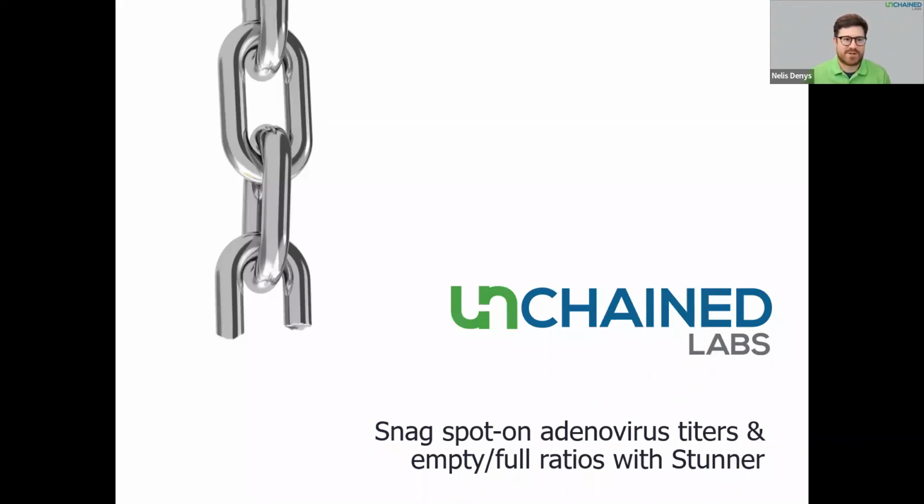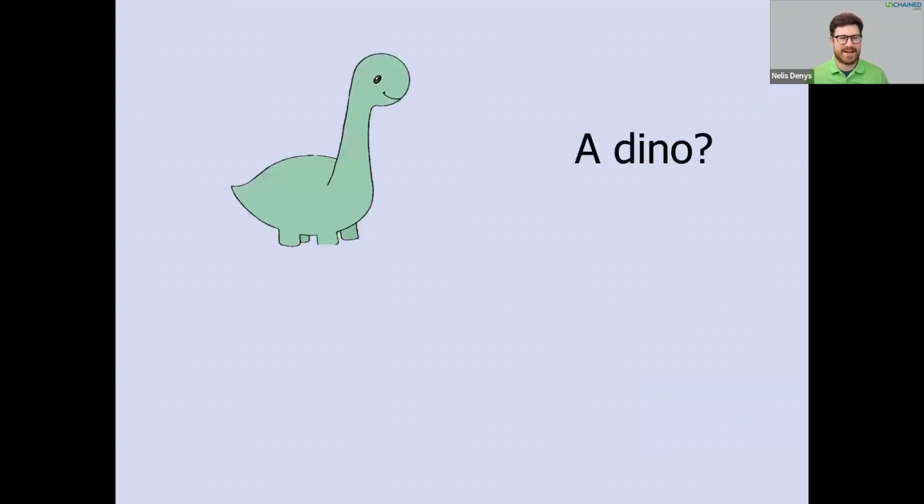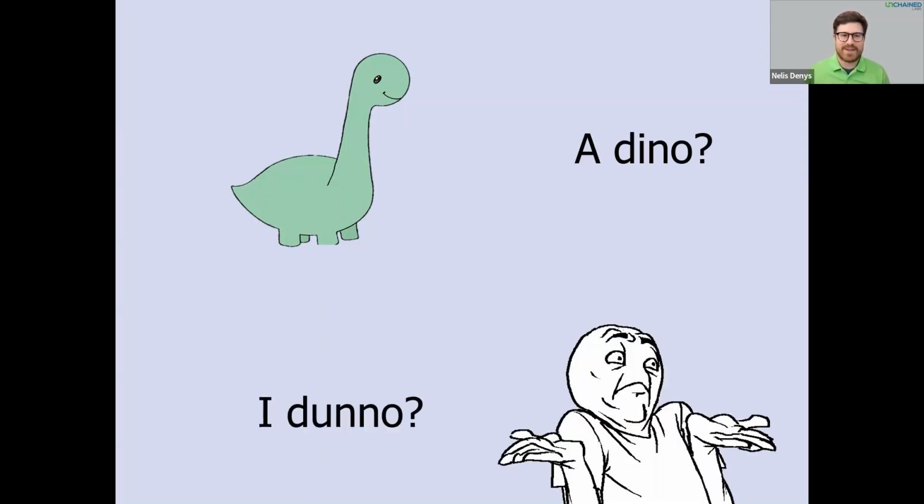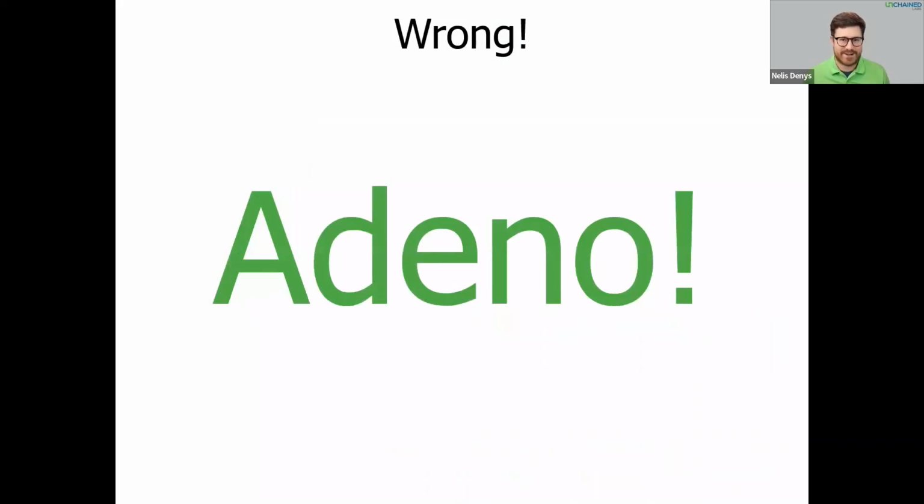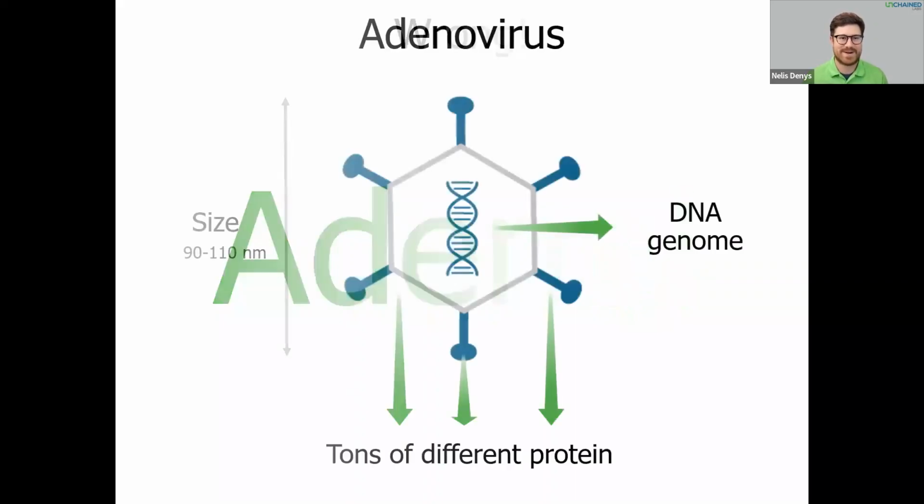Okay, thank you everyone for joining this talk. Snag spot on adenovirus titers and empty full ratios with Stunner. As you might have just heard, I still have issues pronouncing this, so some people might think, adeno, what am I watching? Am I in the right webinar? And that's pretty much what I get sometimes internally as well. People don't know what I'm talking about. I'm like, I don't know what this guy's talking about. But that's overall wrong. I'm still mispronouncing it, but please bear with me. I'm doing my best here.